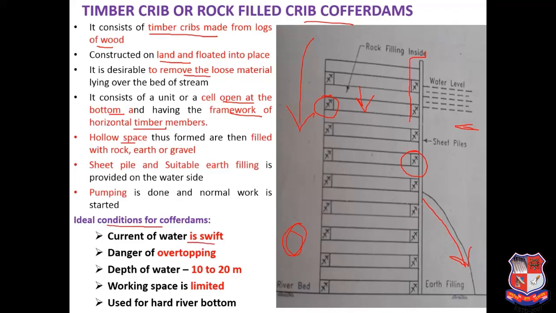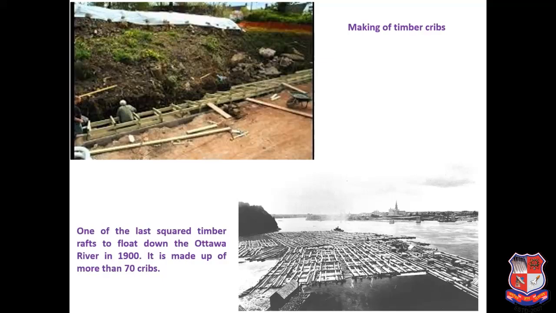So ideal conditions for such kind of cofferdam: if it is a swift current, danger of overtopping is there, depth of water is 10 to 20 meters, and limited working space is available. And this figure shows the making of timber cribs. Such cribs are to be inserted at different heights and filled with rocks inside. So this is one of the last squared timber rafts to float down the Ottawa River in 1900. It is made up of more than 70 cribs.